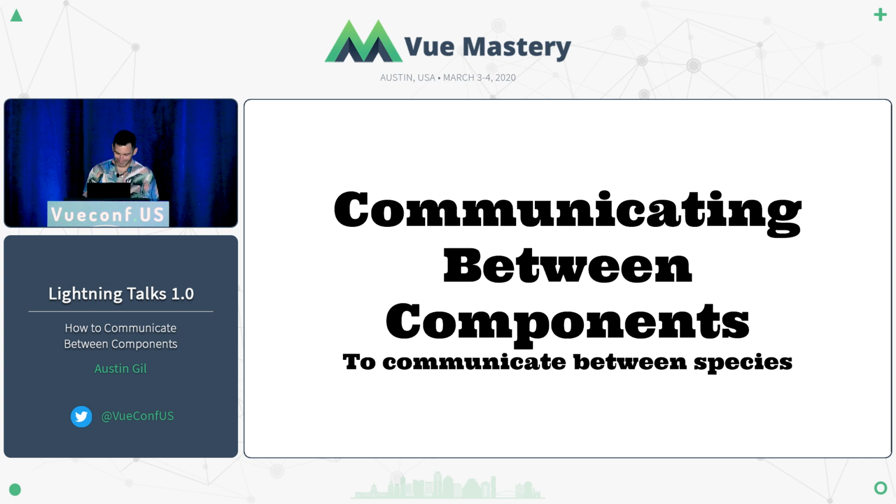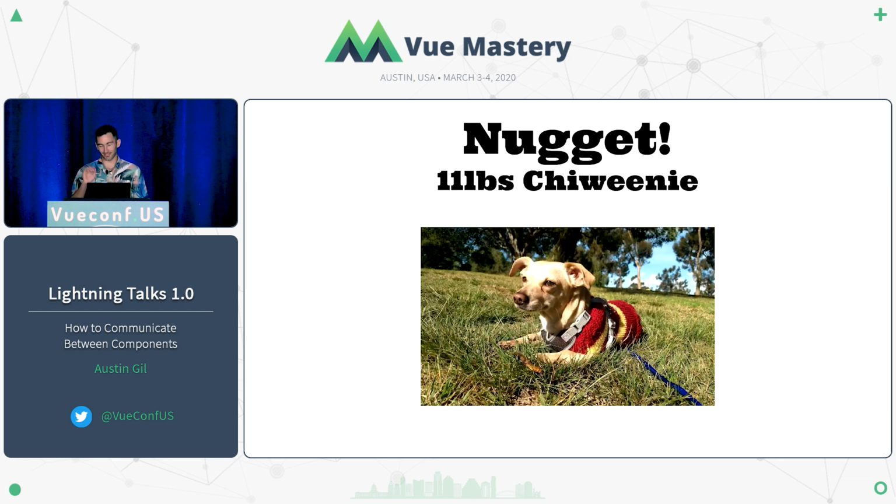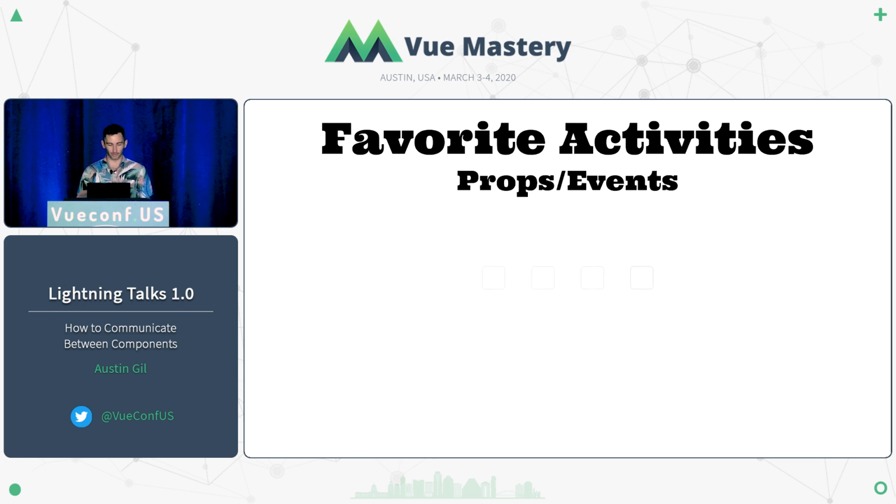Anyway, we're going to be talking about communicating between components by building an application for my dog, Nugget. Some of Nugget's favorite activities are food, sleep, and squirrels, and he wants me to provide him with a checkbox where he can turn his favorite activities on or off. I'm going to do that with a parent component and a child component. I need to communicate which checkboxes are on and off.